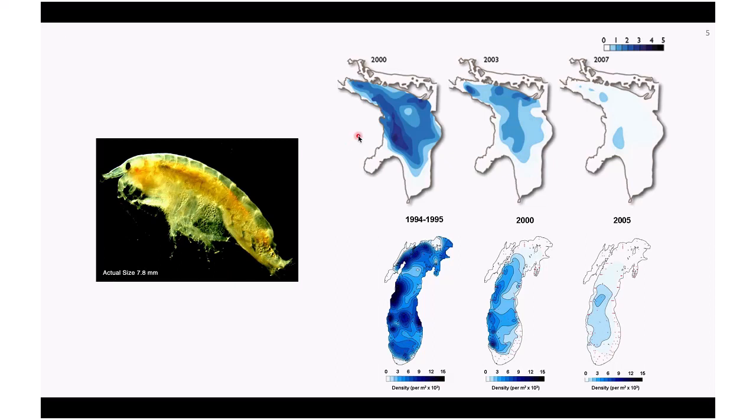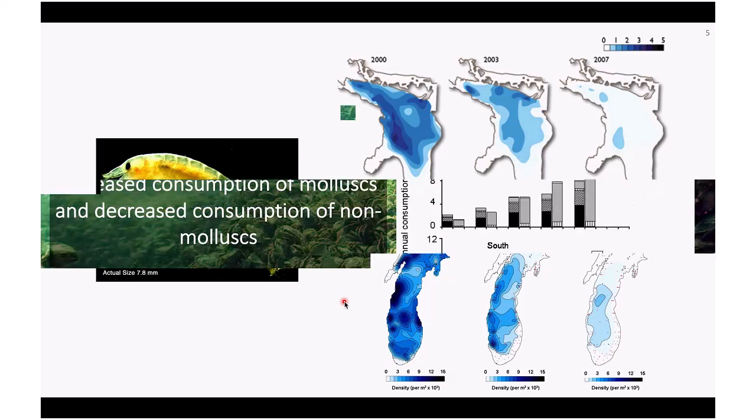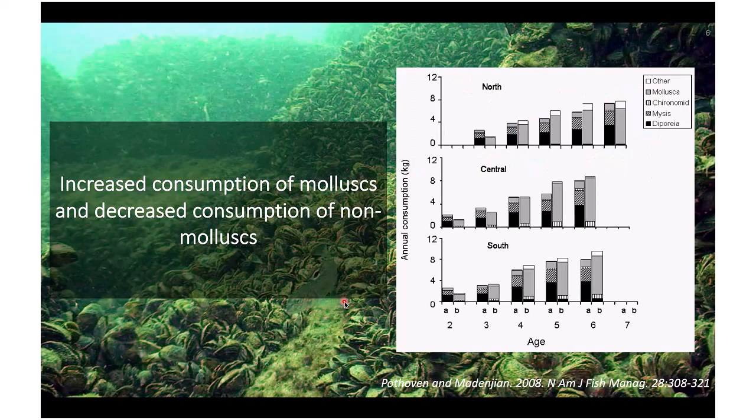And after dry synods became established in the Great Lakes, we consistently saw declines in diapraia. So up here we see declines in diapraia density in Lake Huron, and then in the lower panel we see the declines in diapraia densities that have occurred in Lake Michigan. And in turn, we've also seen changes in whitefish diets.